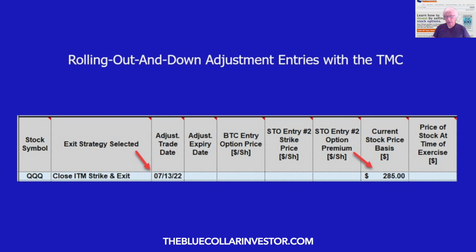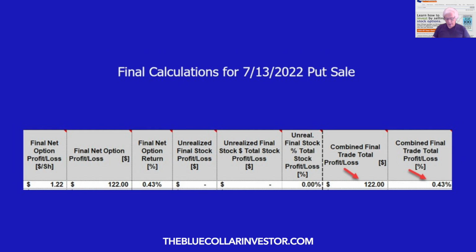And then if we go to section 4, which is the final results, the final results will be precisely the same as the initial results. We're just closing this. We're not factoring in the rolling out and down of the out of the money put strike in this first trade. So the final result is a 3-day return of 0.43%, or $122 cash that's realized at that point in time, where you see the arrows.